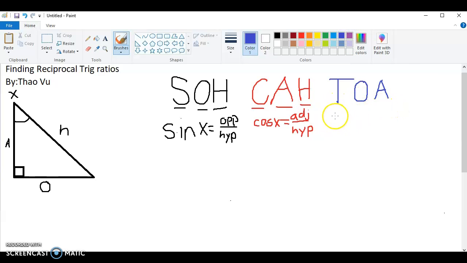The last part of the phrase, toa: T stands for tangent. So tangent of an angle equals opposite over adjacent.